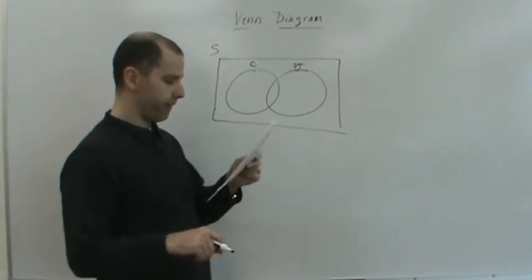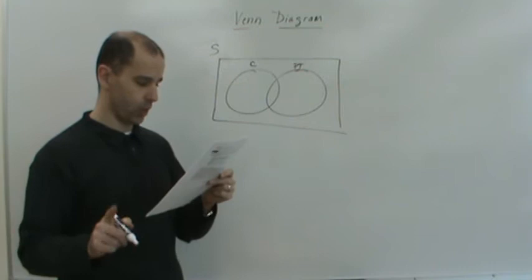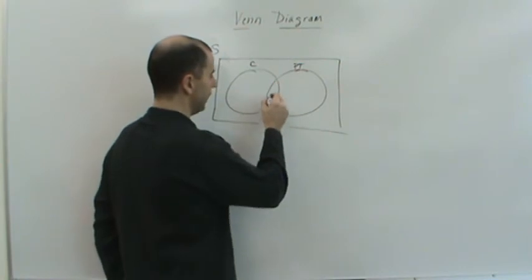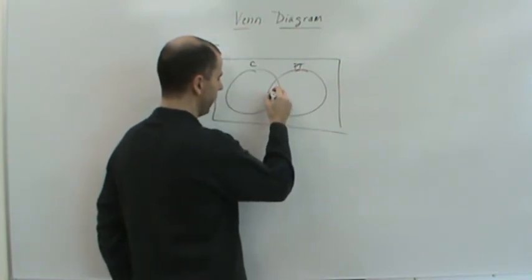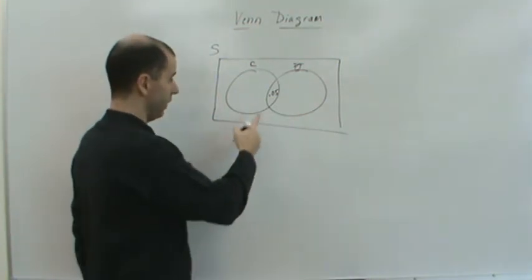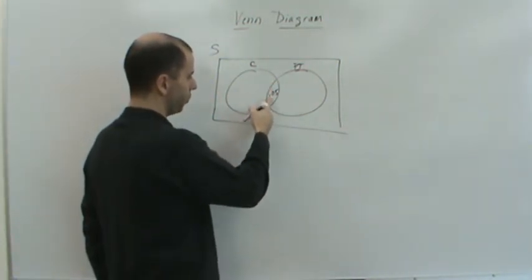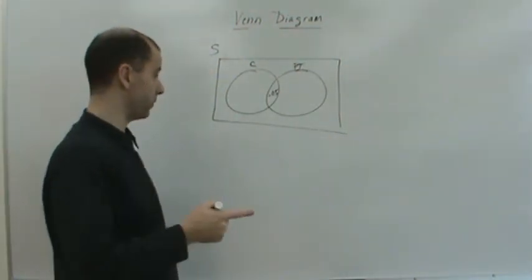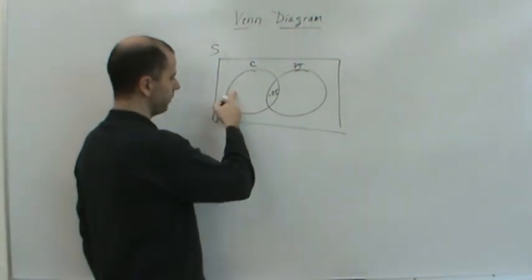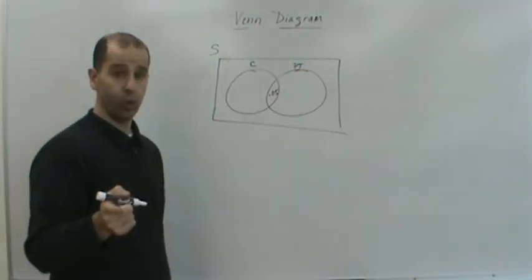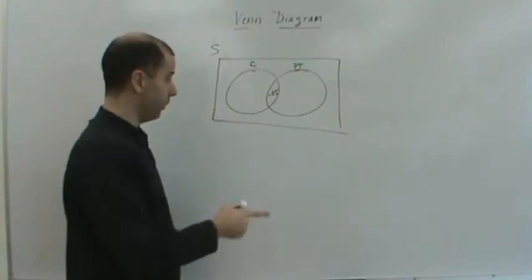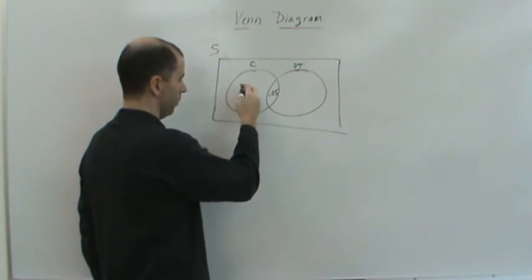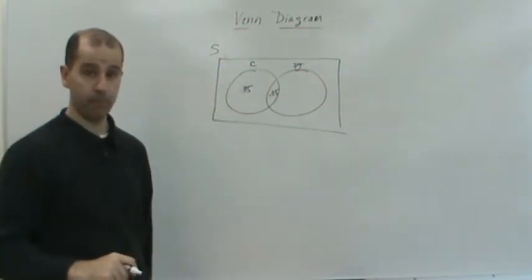It also tells us 5% of the students at the college work part-time and belong to the club. What does that mean? It means right in here is going to be 0.05, 5%. So the probability of students who both work part-time and are part of the club is 0.05. What's left over for this piece here? If the total is 40%, and 5% is in here, that leaves 35%, or 0.35, out here.